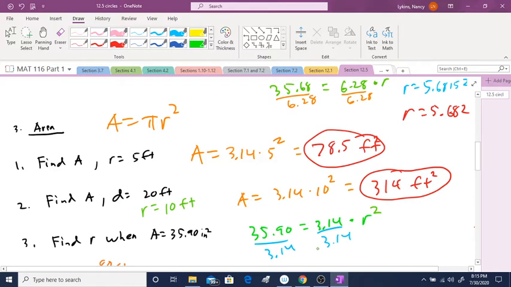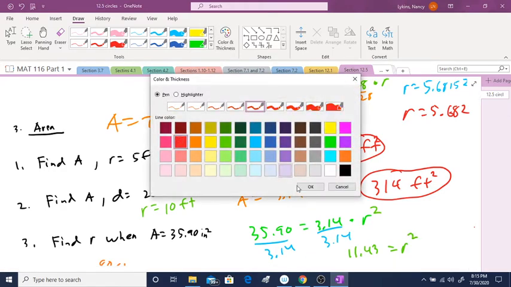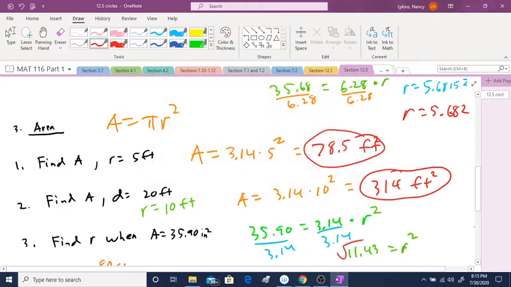35.90 divided by 3.14, you should get roughly 11.43. Then that's R squared, so you have to take the square root. So the square root of 11.43, and I get 3.38. And your unit would be inches since it's a length.